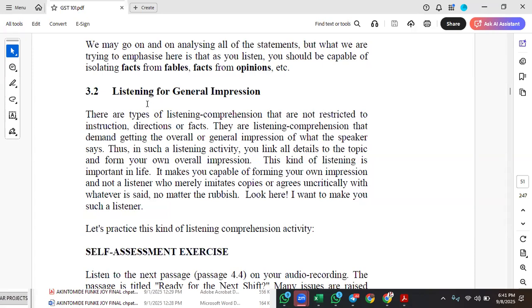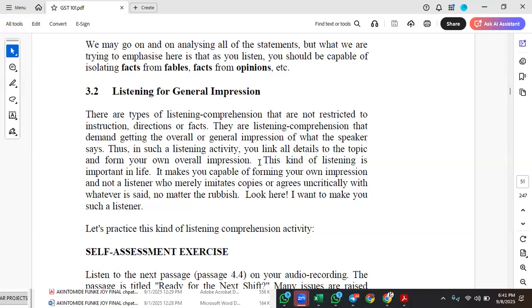You're welcome. So we're having listening for general impression, if we can do that in the 3 minutes that are remaining. There are types of listening comprehension that are not restricted to instruction, directions, or facts. They are listening comprehension that demands getting the overall or general impression of what the speaker says. Thus, in such a listening activity, you link all details to the topic and form your own overall impression.